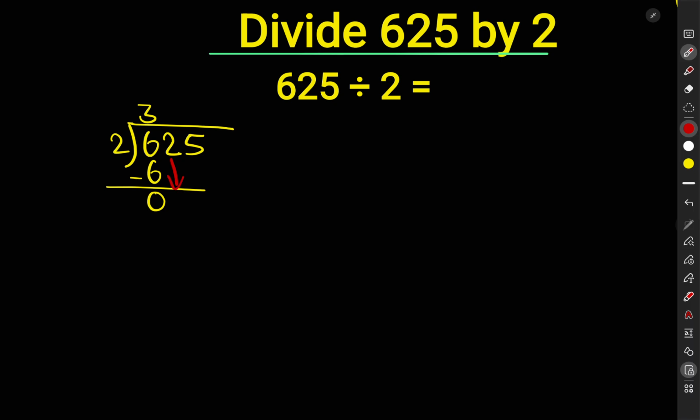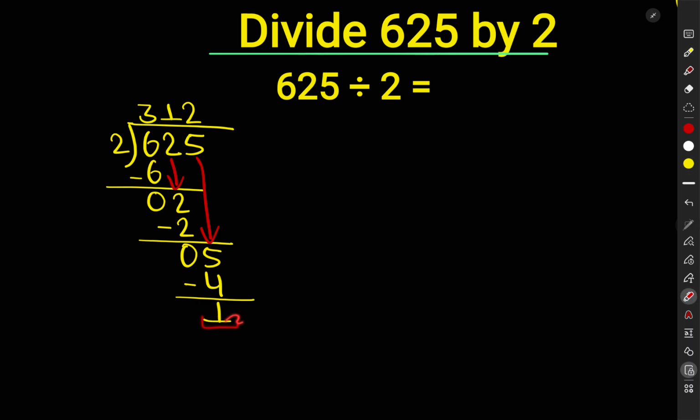So now we put down this 2, and 2 times 1 is 2. On subtracting we get 0. So again we put down this 5, and 2 times 2 is 4. On subtracting we get 1.